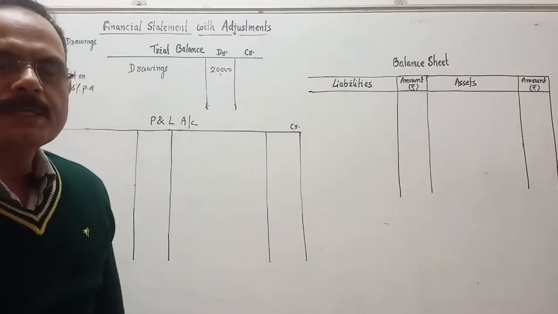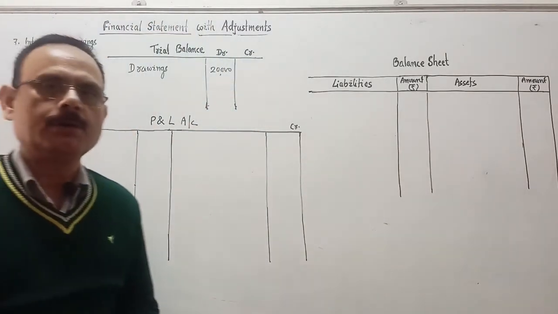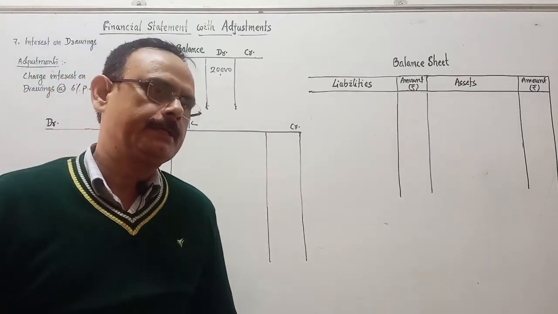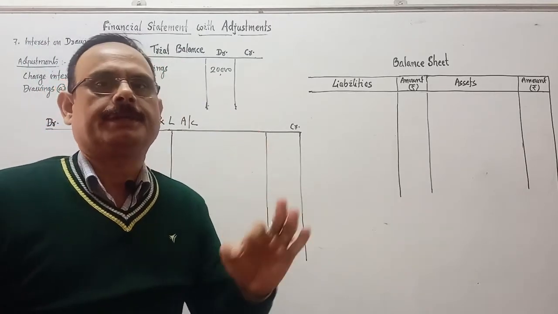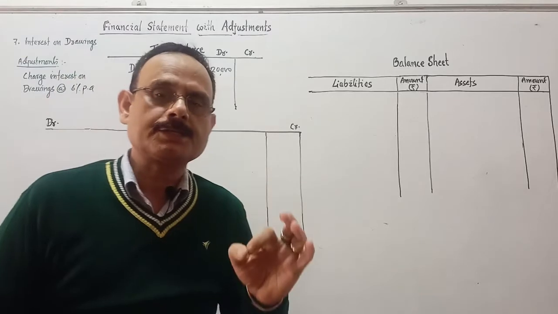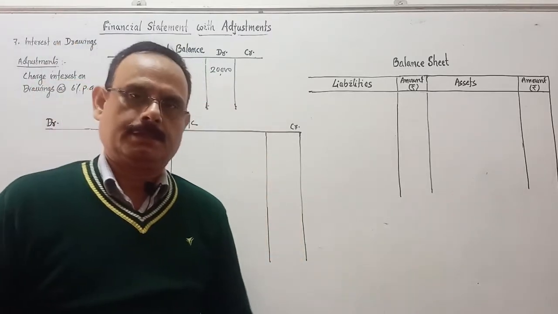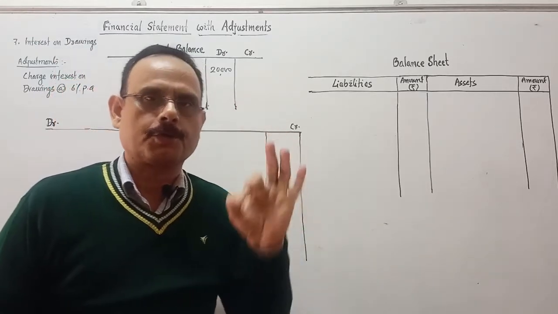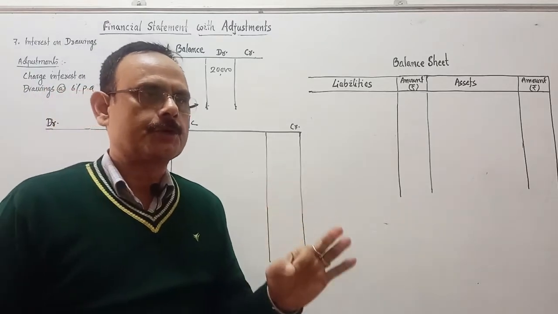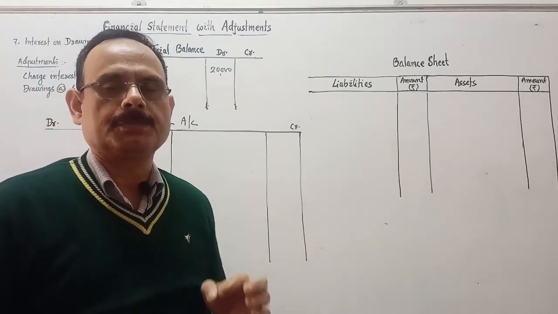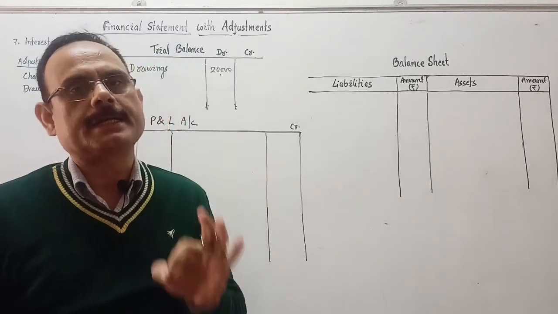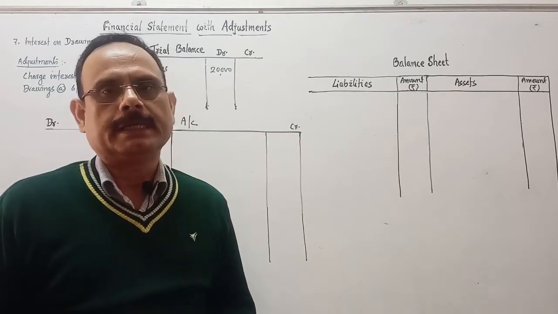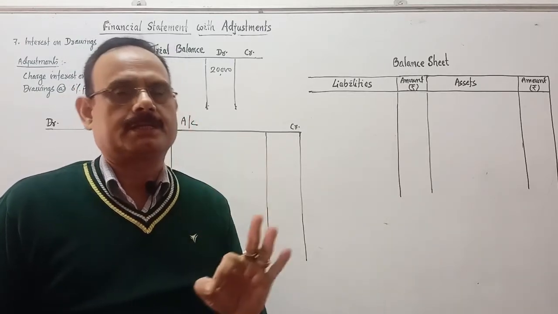Now coming to the next adjustment, interest on drawings. If it is given in the partnership deed or in the agreement that interest will be charged on the amount of drawings, the firm or business will charge the interest. If the proprietor has withdrawn the amount for personal use, then the business will charge interest on that amount, if it is given in the partnership deed or the business agreement.